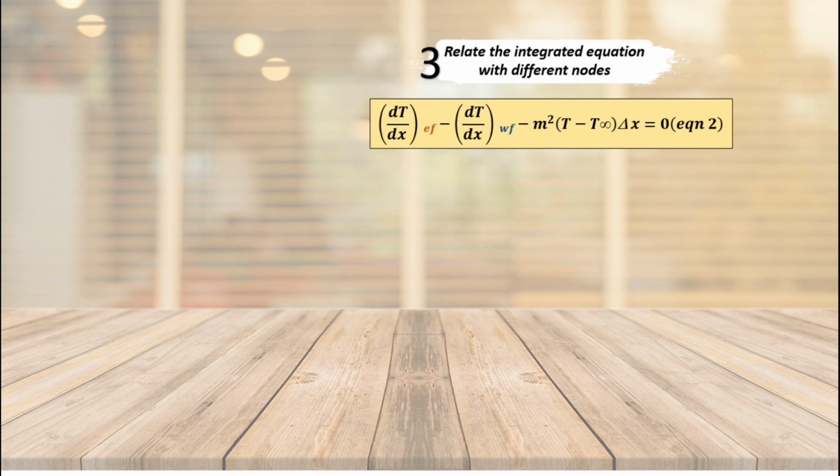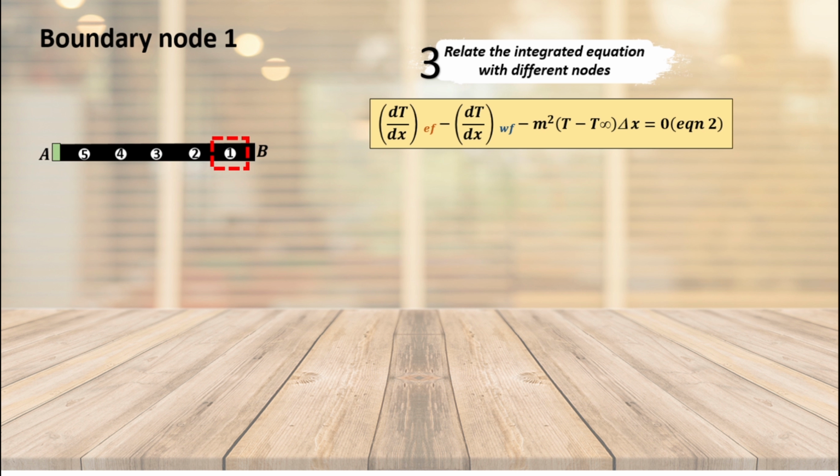Now we're going to repeat what we just did, relating the integrated equation with different nodes, but for node 1 only. So we're going to draw our control volume right at node 1, where we specify our delta X, east face, west face, Tp. Notice in this case, Te doesn't exist because there's no point to the east side of node 1. Instead, we do know the temperature of point B, which is 50 degrees Celsius. We still have Tw on the west.